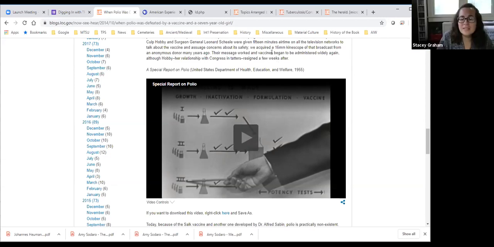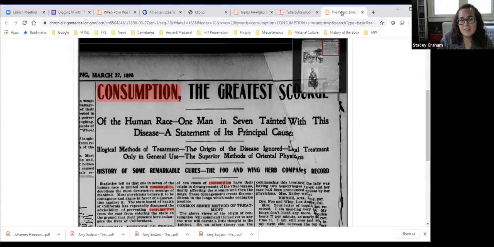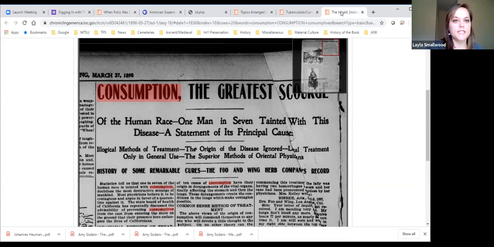Well, I will stop sharing if you'd like to share, or if you want, I can go back to the screen that we were on before. I still have it up. I can probably do it now. I just had to download Zoom onto my other computer, so it took a minute.